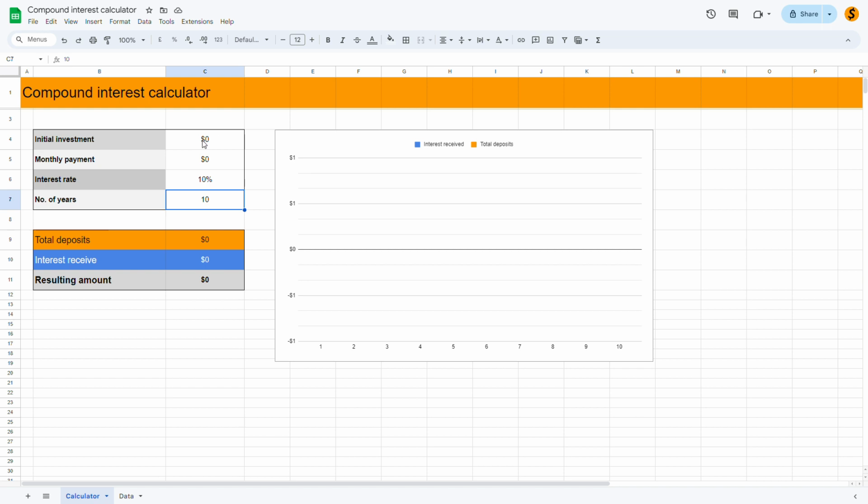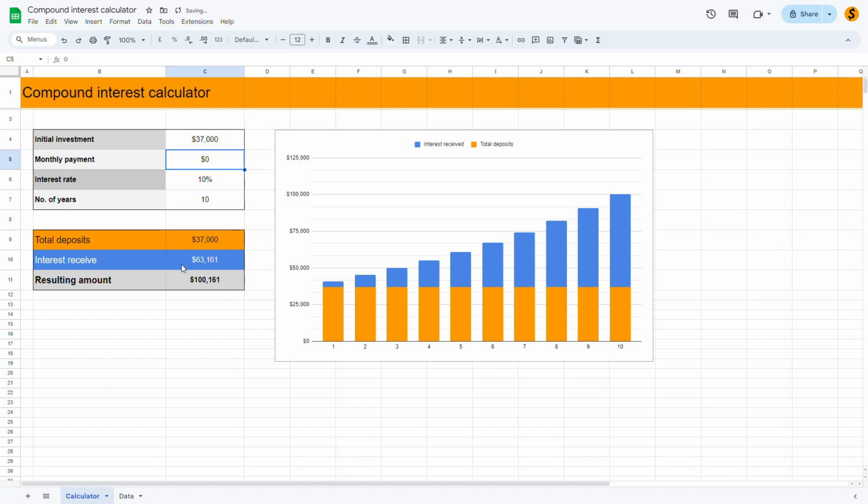The idle amount is $37,000. In 10 years, I will receive interest of $63,000. But that's straying a bit from our goal of appreciating $10,000.